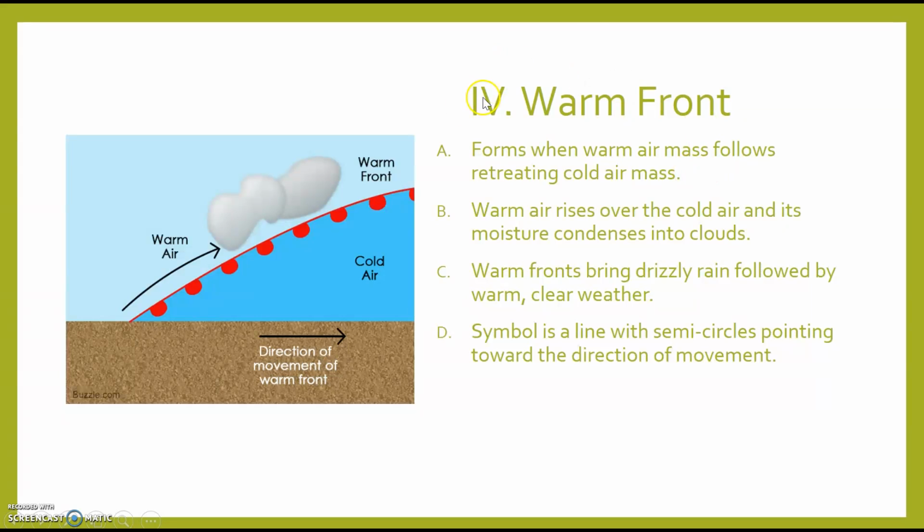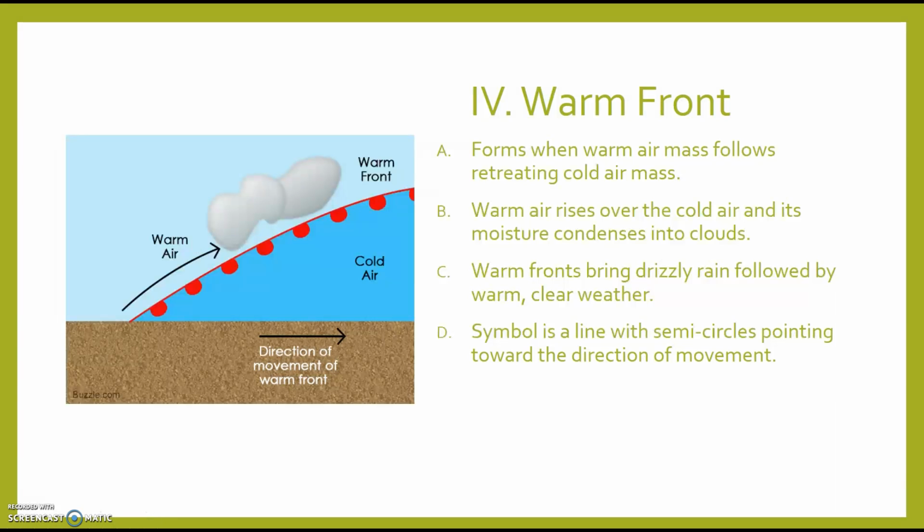Okay, so now you have your warm fronts. Warm air is less dense than cold, so it's going to form on top of the cold air. Warm air rises over the cold air, and as it does that, it's going to condense and produce clouds. When that happens, the warm front will bring drizzle rain, but after that you'll have warm, clear weather.